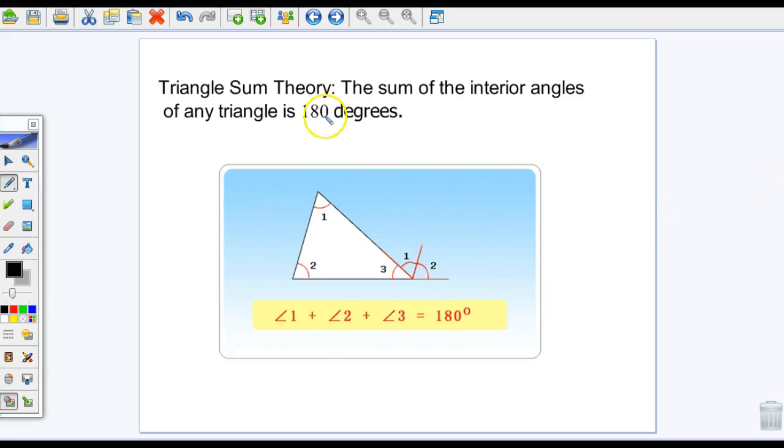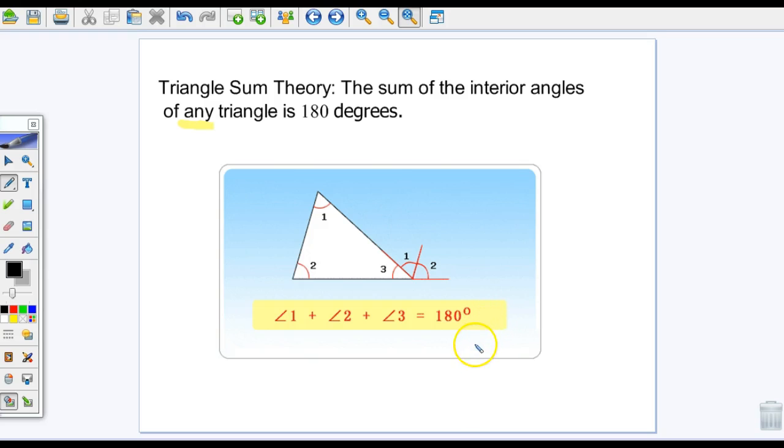All right, so we're back. The triangle sum theorem says the sum of the interior angles of any triangle is 180 degrees. Any triangle. Okay, that's super important. It doesn't have to be a right triangle, it doesn't have to be an isosceles triangle, it doesn't have to be an obtuse triangle. Any triangle. When you add up angle 1 plus angle 2 plus angle 3, it's always going to equal 180 degrees. Super important to remember.